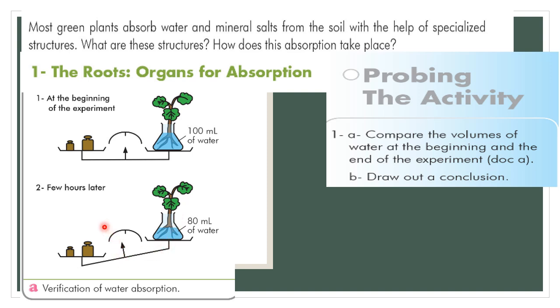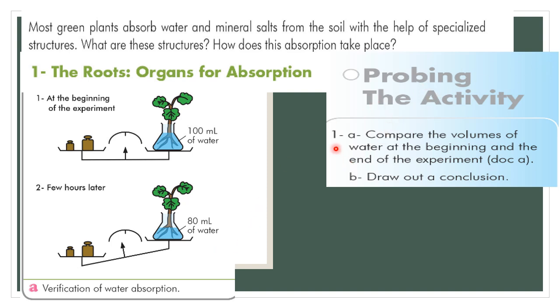Why do you think there is a decrease in the amount of water? It's due to the absorption of water by the plant, right? So the volume was 100 ml at the beginning of the experiment, and it decreases to become 80 milliliters at the end of the experiment or a few hours later. So this means that the plant absorbs water.